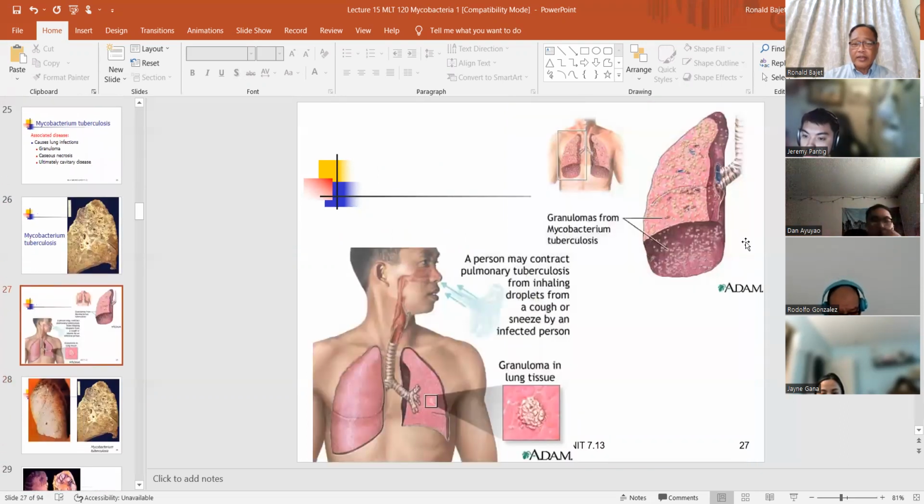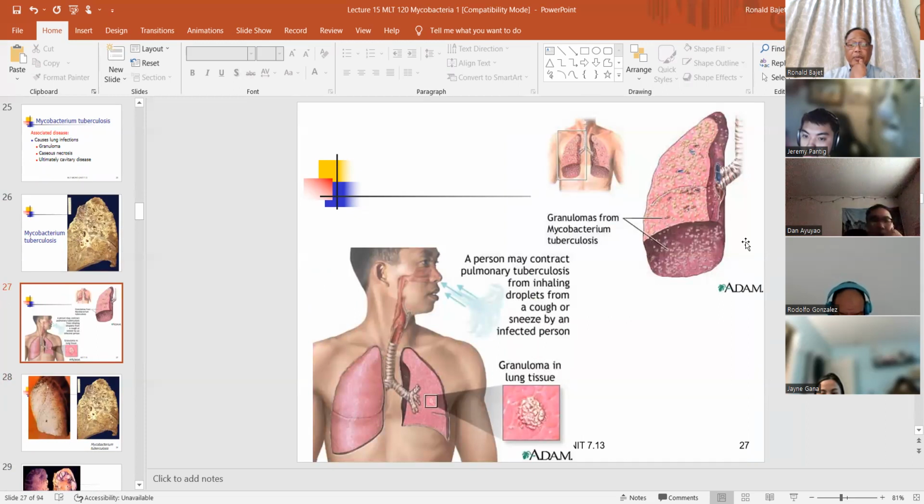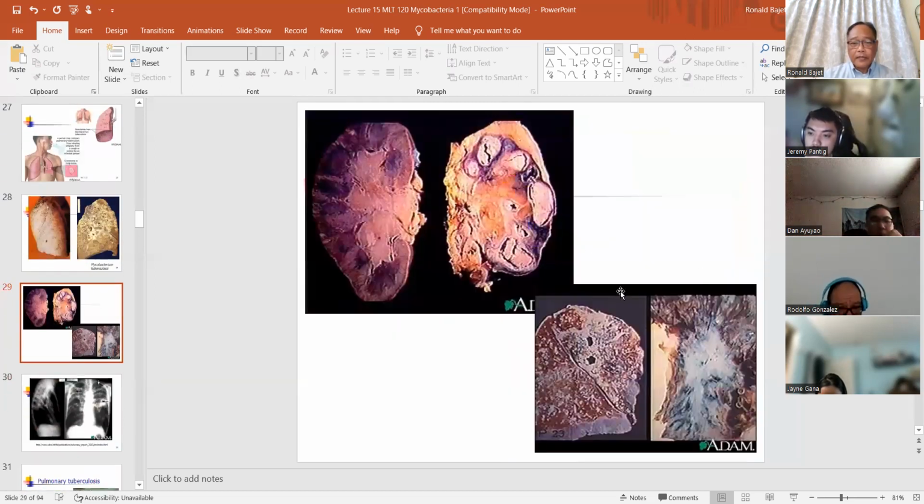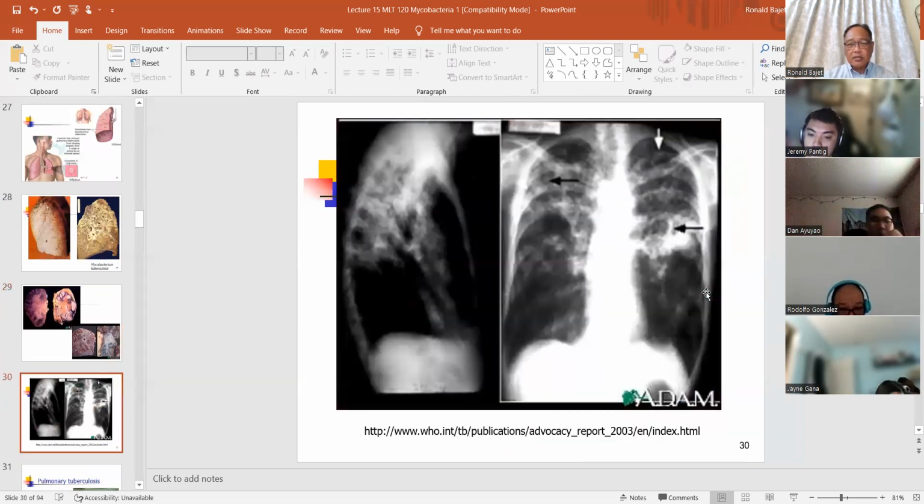If you look at the upper two-thirds, a person may contract pulmonary tuberculosis from inhaling droplets from a cough or sneeze by an infected person. So, like I said, it doesn't take much to become infected with tuberculosis. Normal lung on the left and infected lung on the right for comparison. Okay, more pictures of lungs. We'll just leave these pictures for the pathologists. And here, radiology, X-ray. Right here is a lesion of a lung infected with tuberculosis, and this one is negative. Okay.